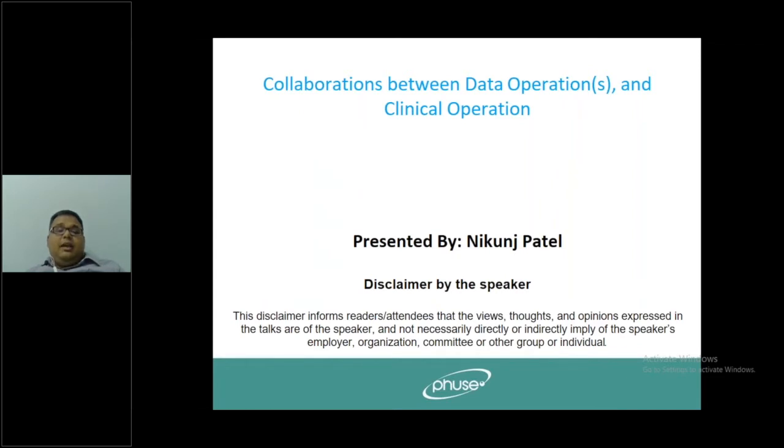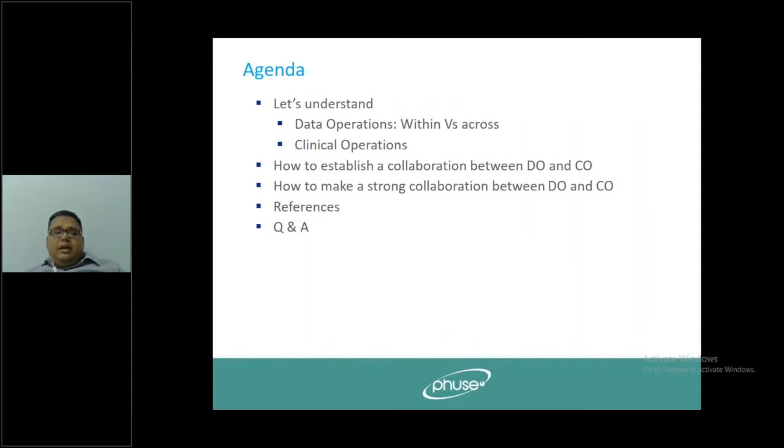So, this is the way I look at it, and this is how the agenda looks. The data operations can be within or across, and I will show in a moment how it becomes within as well as across between data operations and clinical operations, how those collaborations can be established and how they can be made stronger. This is the short agenda I'm going to present today.